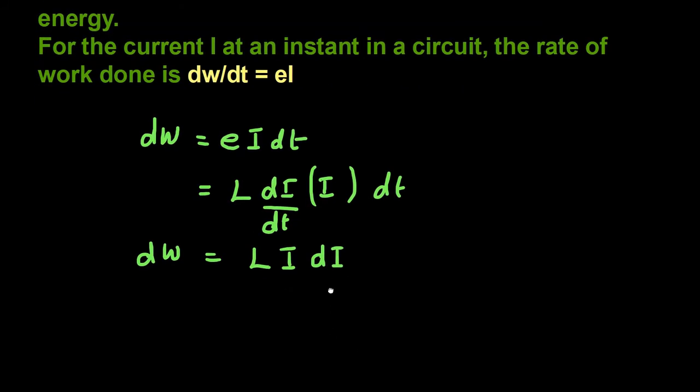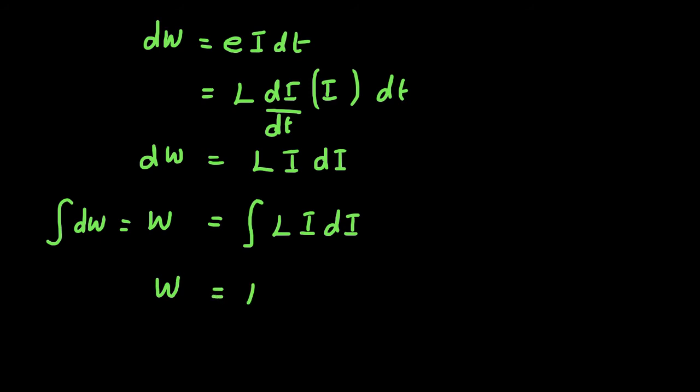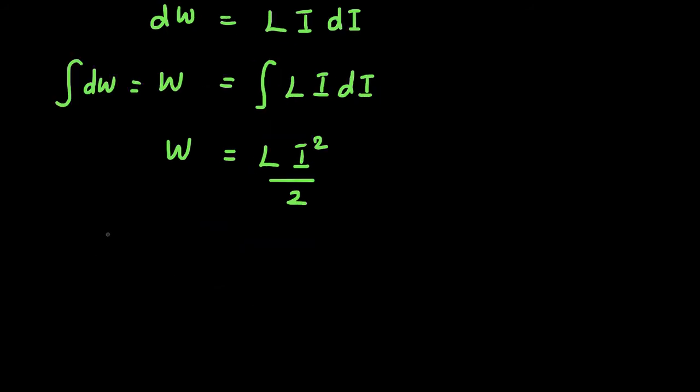Then what is the total work done when a current I passes through the circuit? Total work done is the integration of L I di, which is the integration of dW. So this we write, after integration, as L into I square by 2. This work is stored in the inductor as its magnetic potential energy.